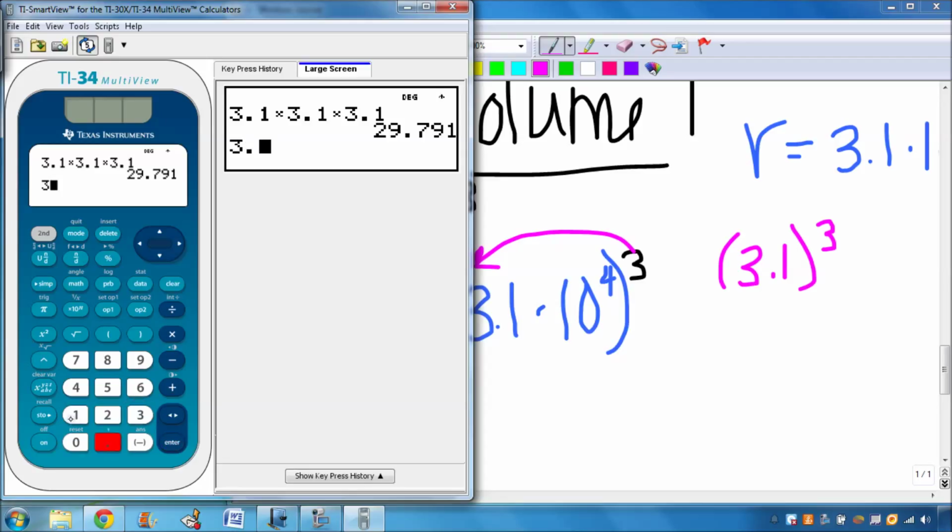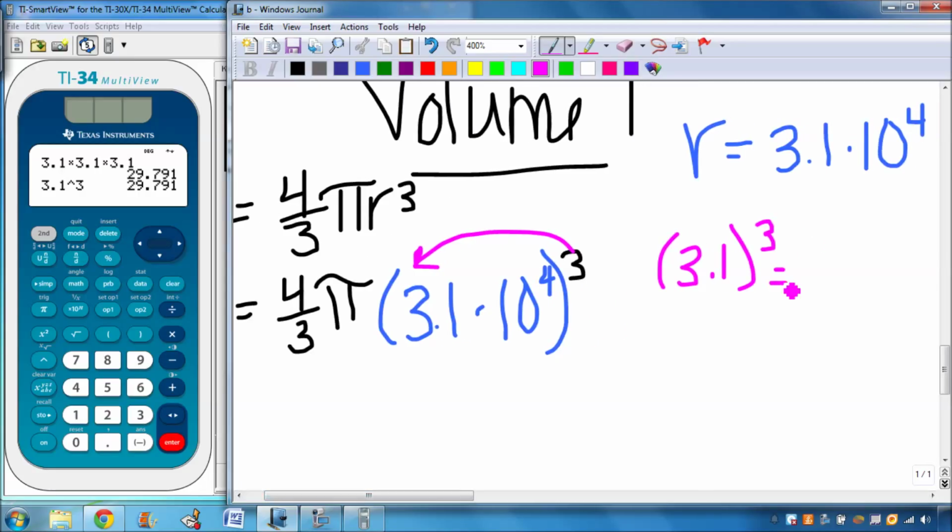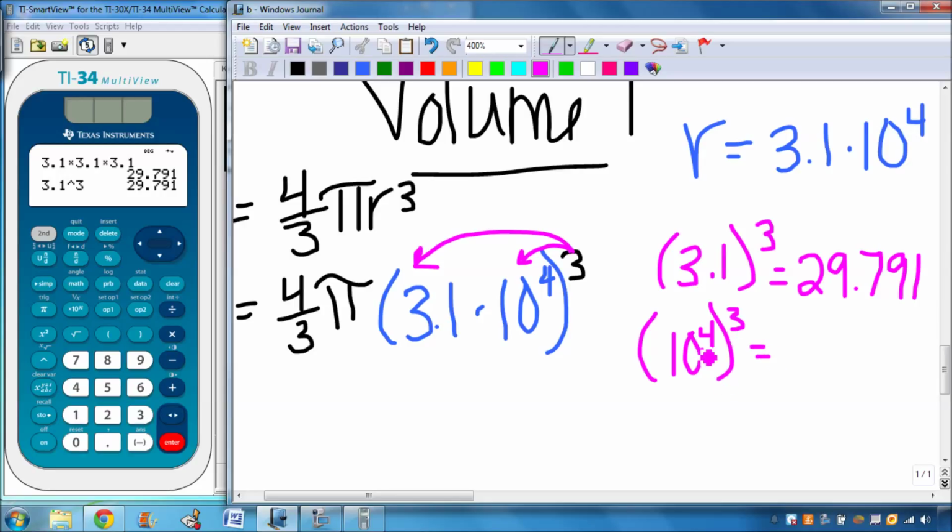So I could just say 3.1 caret 3, and that means 3.1 to the 3rd power. Press enter, you get 29.791. And then I also have to figure out what 10 to the 4th power is when I cube it. So 10 to the 4th power cubed, remember you just multiply your exponents, so you get 10 to the 12th power.